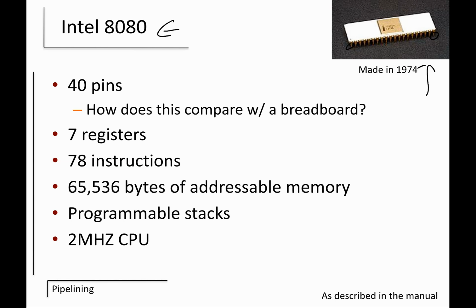So when we look at it, if you've only got to worry about, say, 40 odd connections, if you had to manually wire one of these, it would take a little while to manually wire 40 connections, but it would be doable. It may take you an hour or two, but you could wire up one of these CPUs. Inside of this, it had 7 registers. It had 78 instructions. It did not have megabytes or gigabytes of memory. It addressed 65,536 bytes. Remember, a byte is 8 bits.